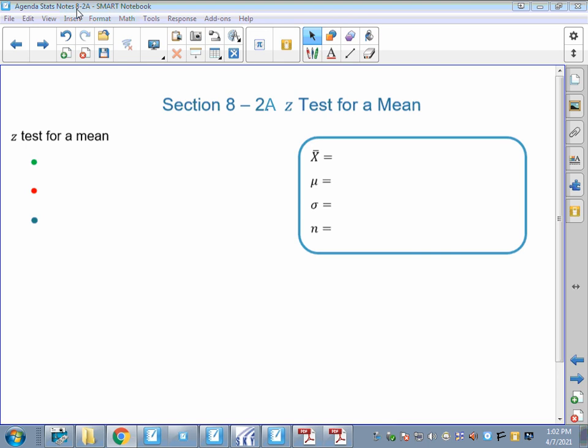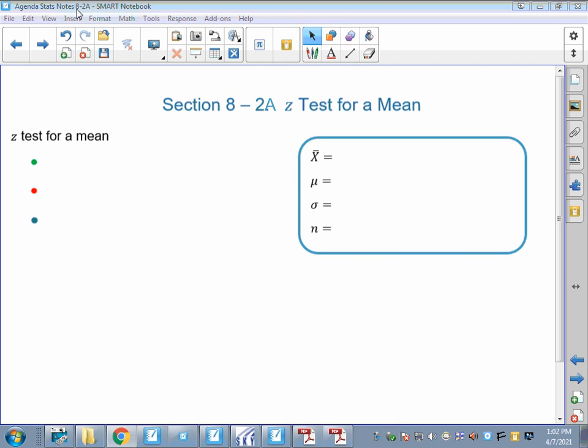We're going to do this in two parts. So we're going to talk about a z-test. We've talked about quite a few things so far, our hypotheses and our critical values, and now we're going to put everything together and actually perform a hypothesis test. So first, let's talk about our z-test for a mean.